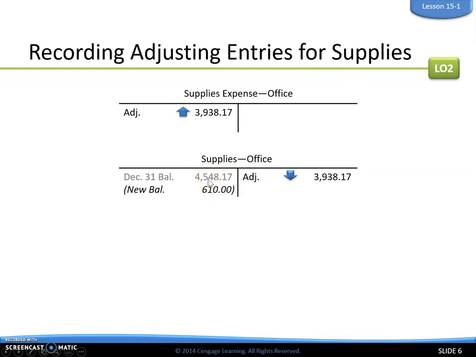Our second question is, what should the balance be? This number here is what the balance should be. Maybe I'm doing a physical count of my supplies in my office, and I see that even though my account says I have $4,500 worth of supplies, I actually only have $610 worth of supplies on hand. When I see that, that tells me that an adjustment needs to be made to that account.